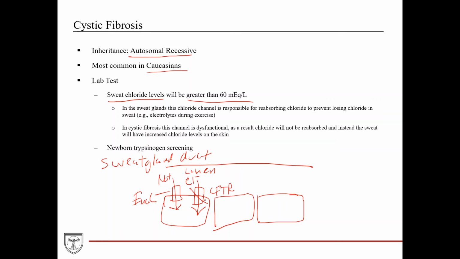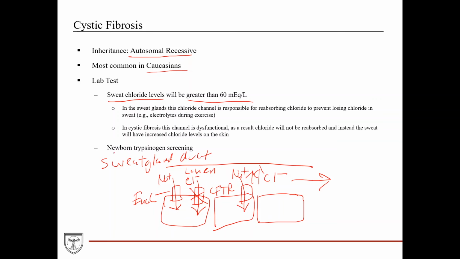However, if this is missing, what then happens is sodium gets continually reabsorbed by ENaC, but then you have a buildup of chloride in the sweat that then gets released out onto the skin. And so what happens is then clinically you would collect some sweat samples and then measure the chloride levels, and you would see that it's dramatically increased because it's not getting reabsorbed in the lumen here.